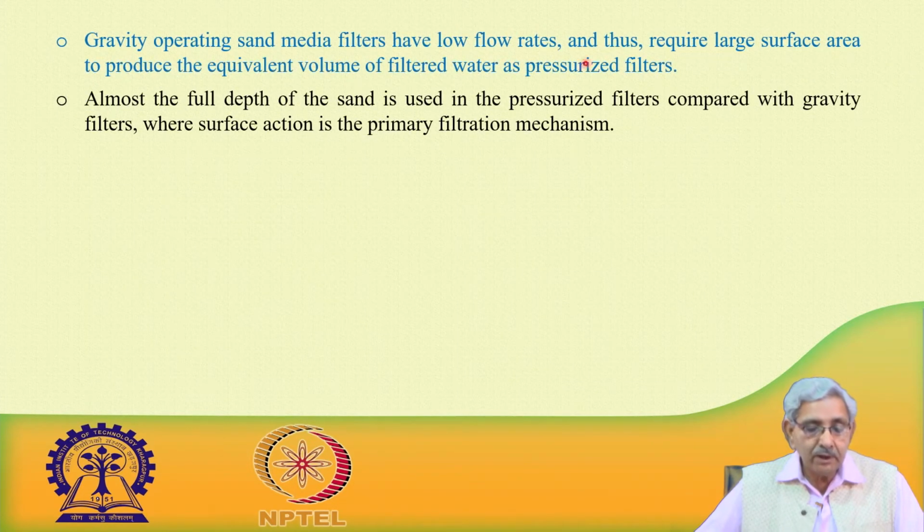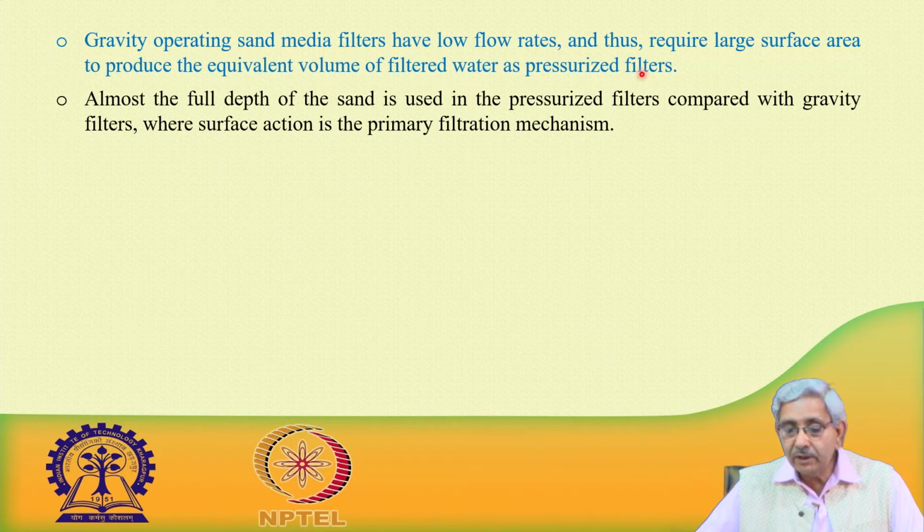So, gravity operating sand filters have low flow rate, that is what we have seen in the first case, thus they require large surface area to produce equivalent volume of filtered water as a pressurized filter. When we compare the gravity filter and the pressurized filter, the size of the filtration system means it requires more surface area. Almost the full depth of sand is used in pressurized filters compared with gravity filters, where surface action is the primary filtration mechanism.